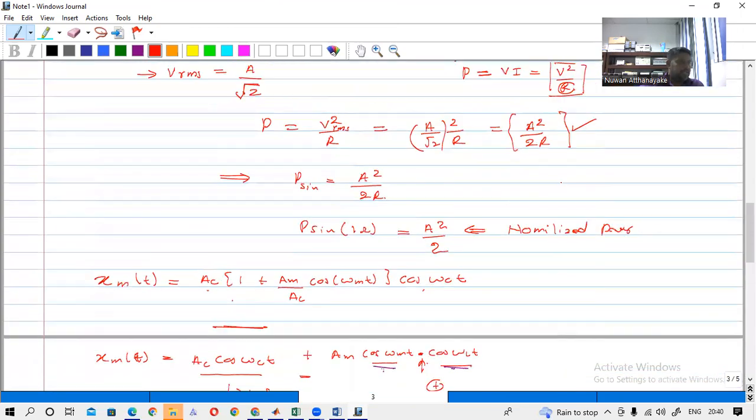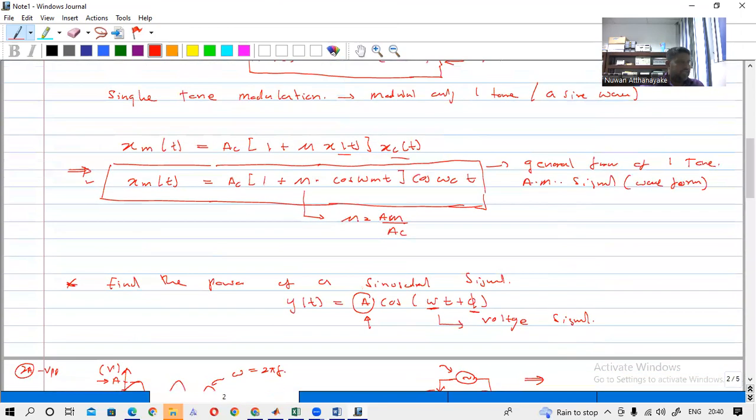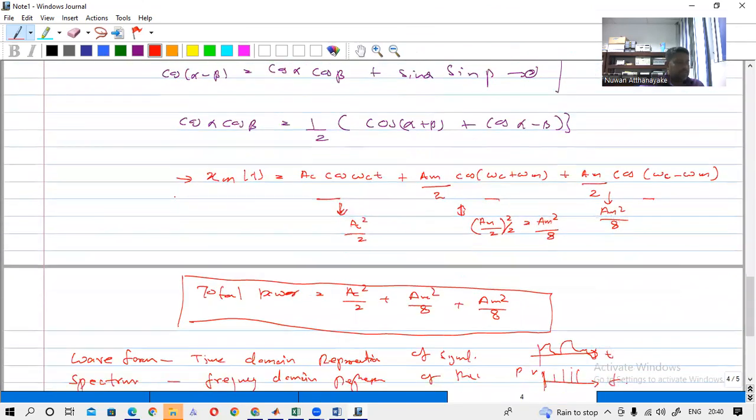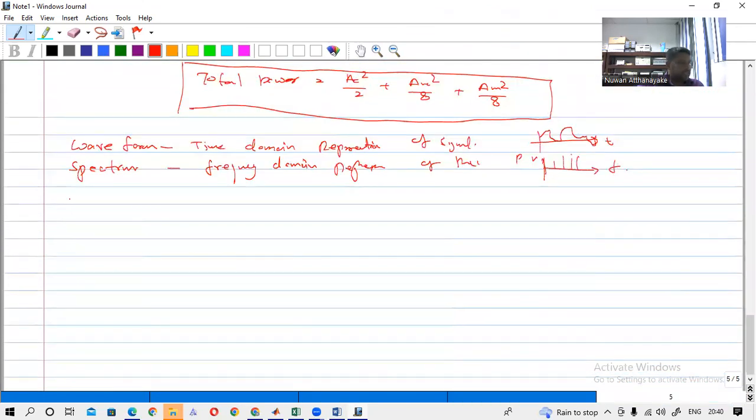The normal way is you have to put the Fourier transform for this signal. You have to find the Fourier transform of this signal. So we have x(t), and you have to get the Fourier transform of this signal. Then you will get the value, so you will get the spectrum.